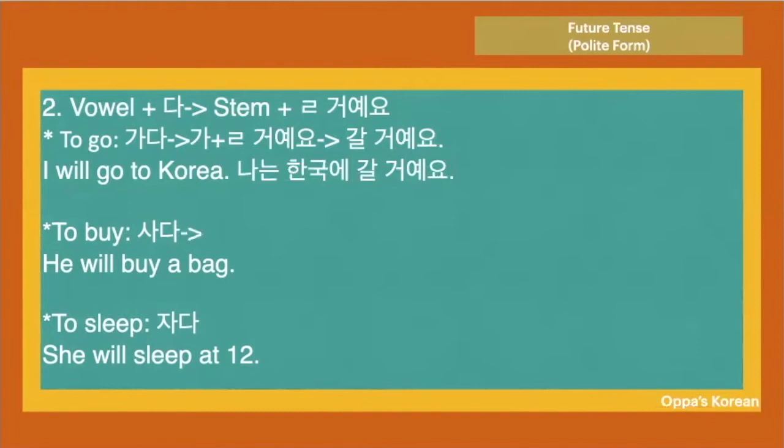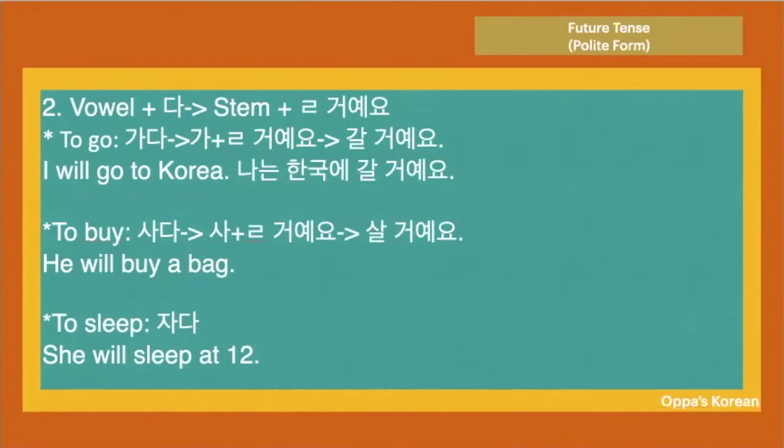Another example, 사다, to buy. You find the stem first. 사 is the stem, plus the ending ㄹ 거예요. So it goes to 살 거예요.